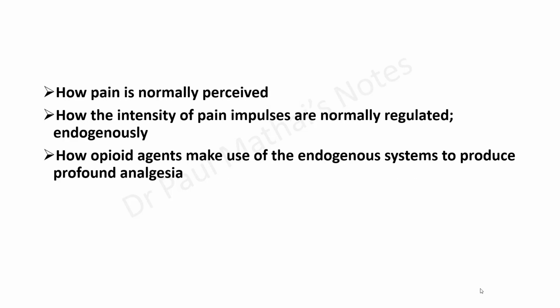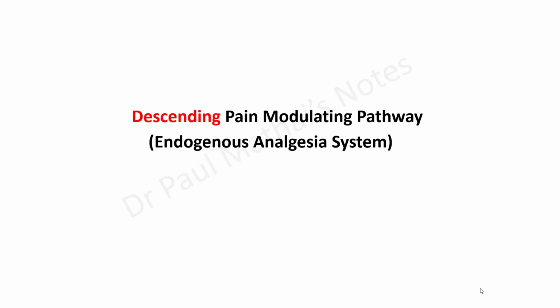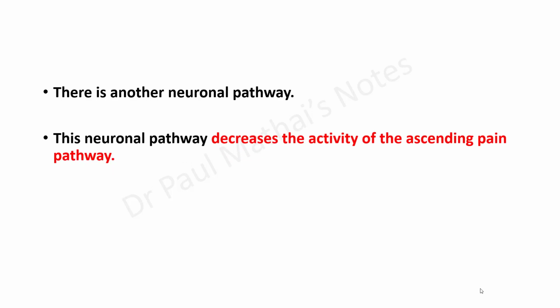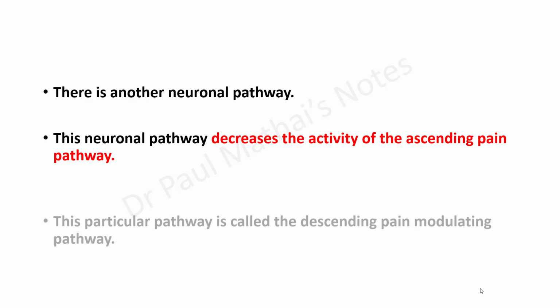Right. So we had a very rudimentary discussion on how pain is normally perceived. Now let us try and understand how the intensity of pain impulses is normally regulated endogenously. So we need to know that there is a descending pain modulating pathway, also called the endogenous analgesia system. So this neuronal pathway decreases the activity of the ascending pain pathway.